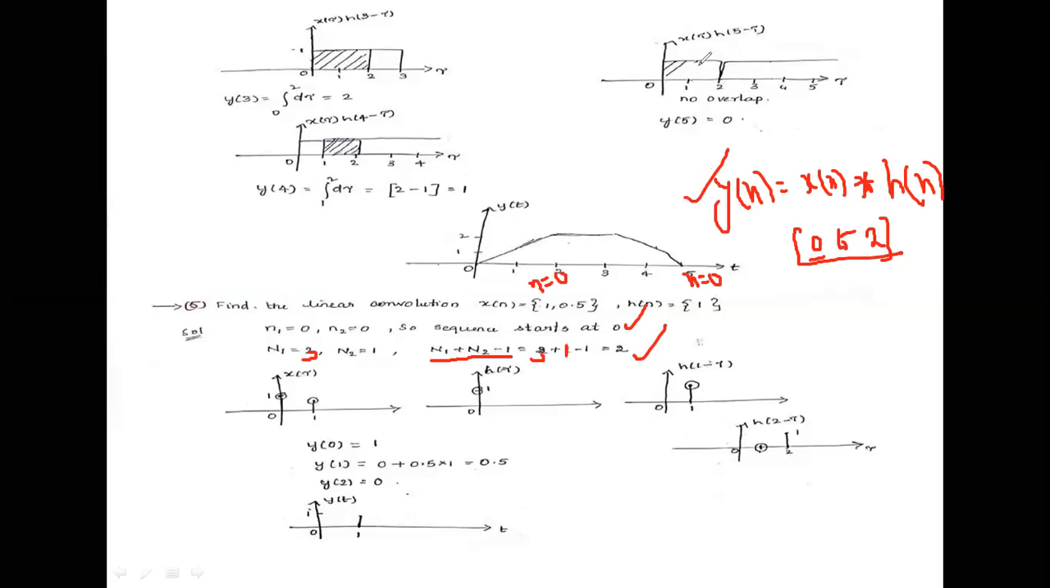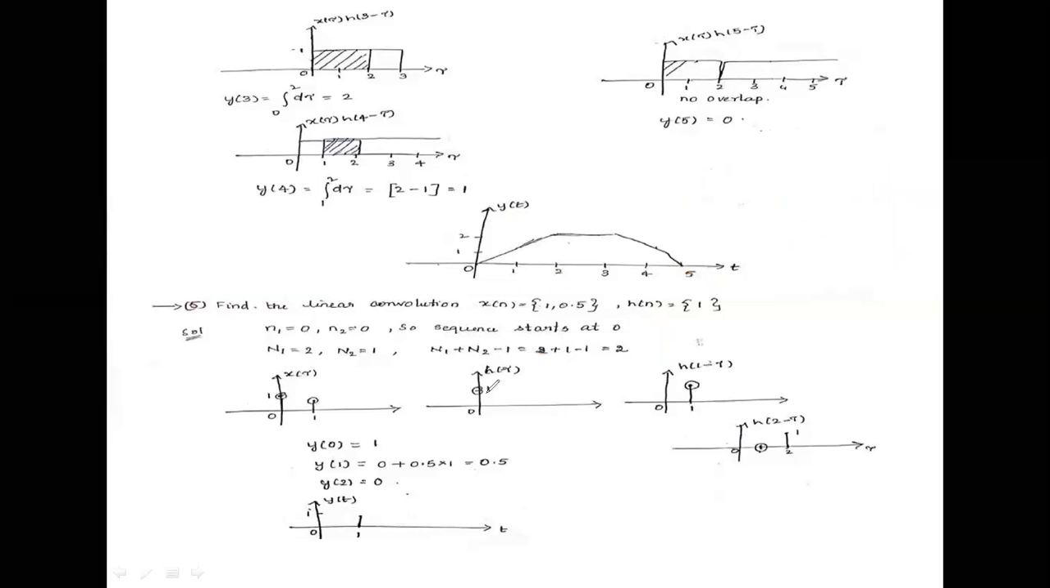And h of n has only one value. For x of n, 0 is 1, and 1 is 0, and 2 is 5, my dear students. It's wrong above, it is 2 is 5. The given sequence is 1, 0, 5. And h of n, h of tau, is equal to 1.